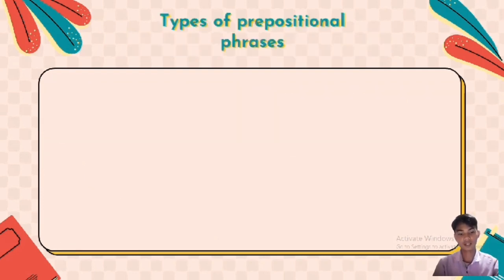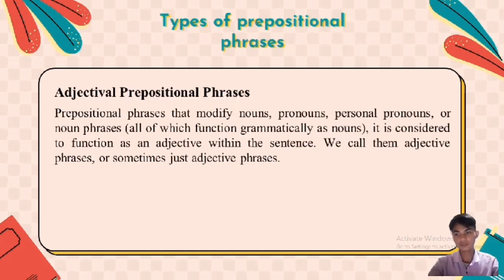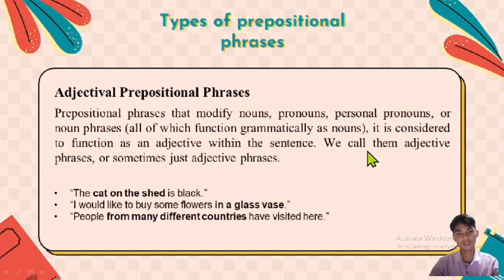Types of prepositional phrase. The type here is the adjectival prepositional phrase. A prepositional phrase that modifies nouns, pronouns, personal pronouns, or noun phrases, all of which function grammatically as nouns. It is considered to function as an adjective within the sentence. We call it the adjective phrase. So we know that it is a prepositional phrase that modifies nouns, pronouns, personal pronouns, or noun phrases.